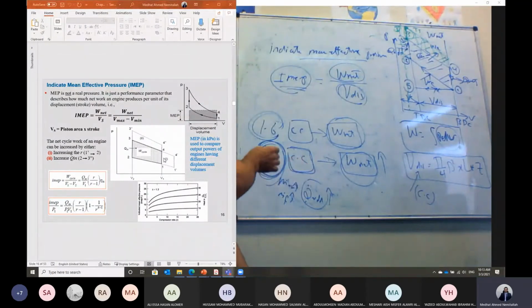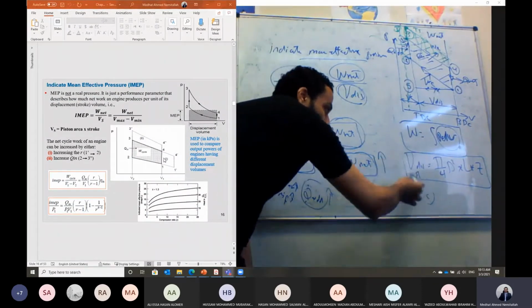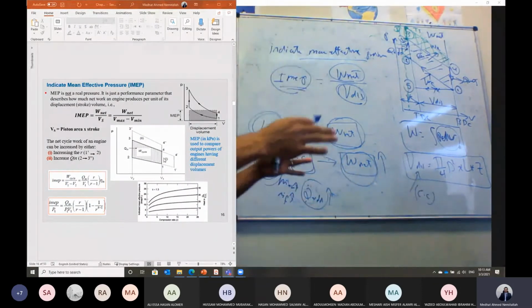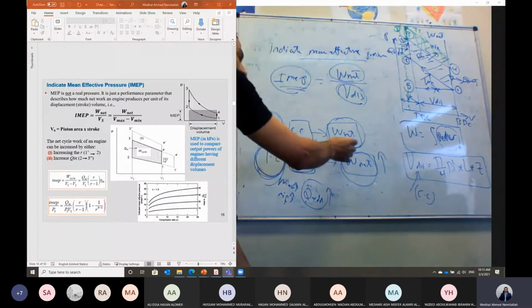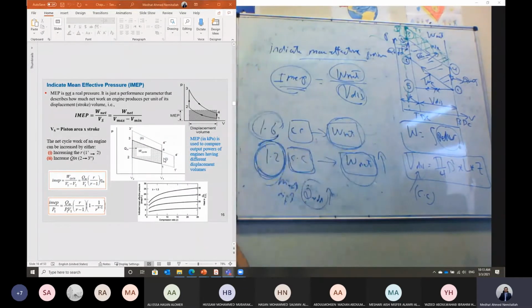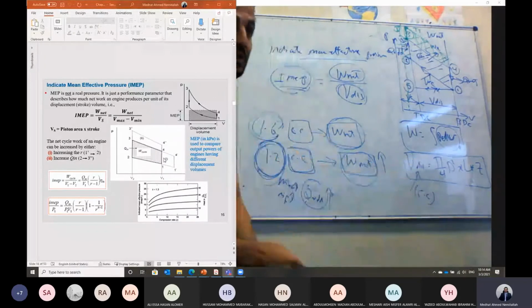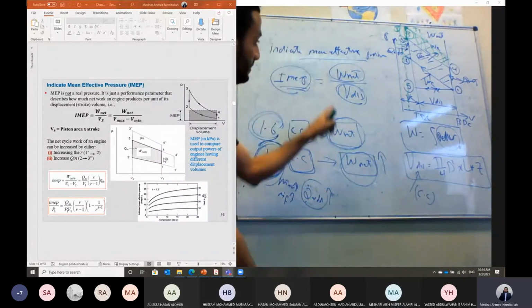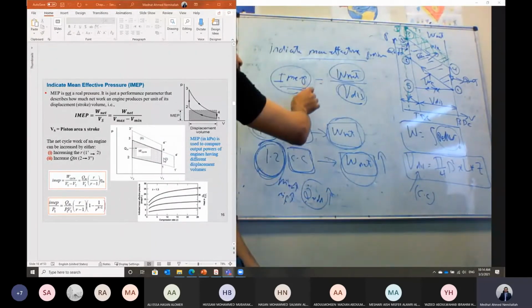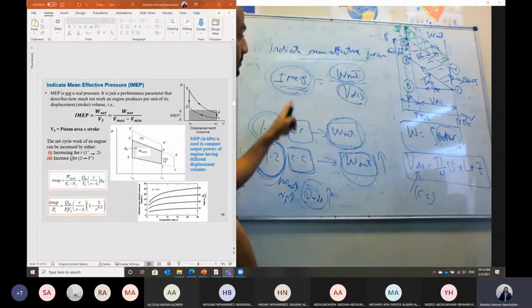So if we have an engine with higher engine cc, higher displacement volume, a bigger engine size, it should give in this case higher work net. And in this case, the value of indicated mean effective pressure should be high. But if we have another engine with the same displacement volume and it can give higher work, higher indicated work, that means this engine will be better because it will have higher indicated mean effective pressure.